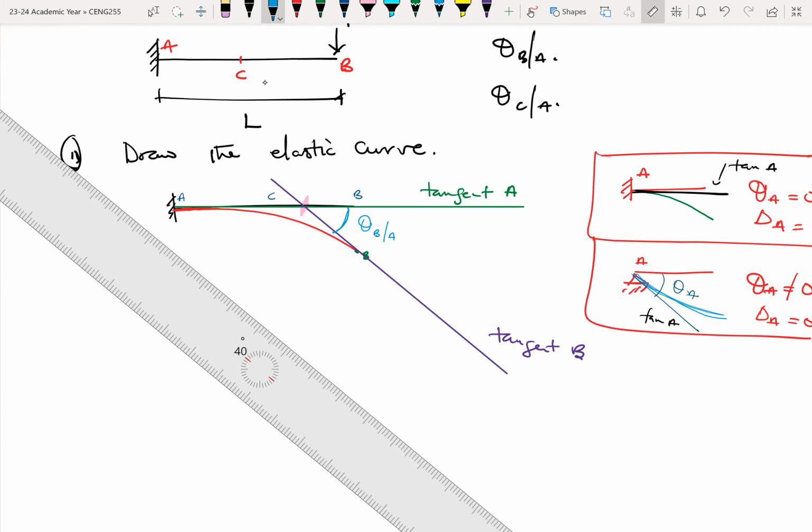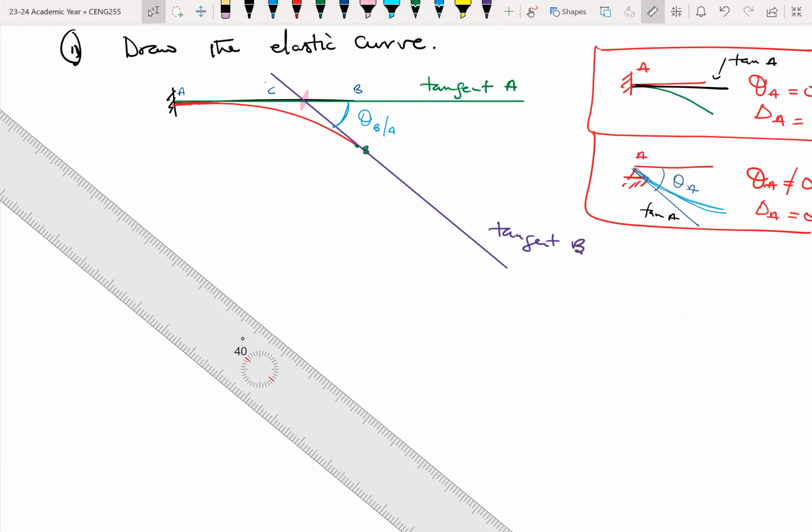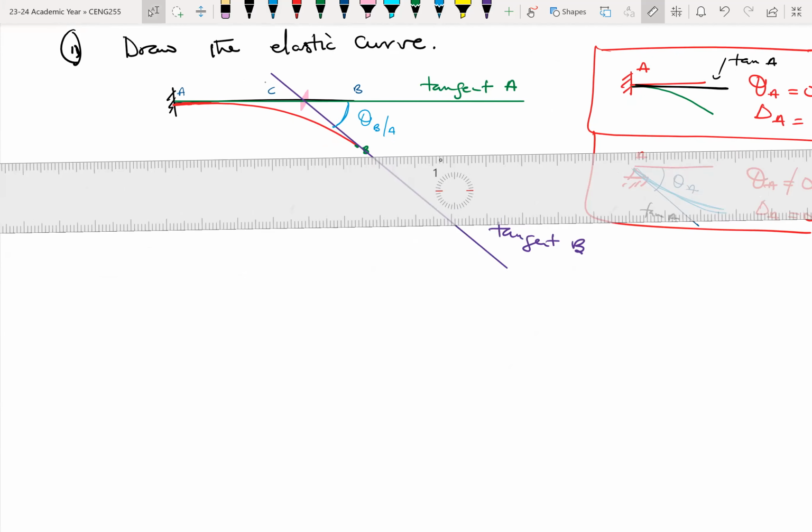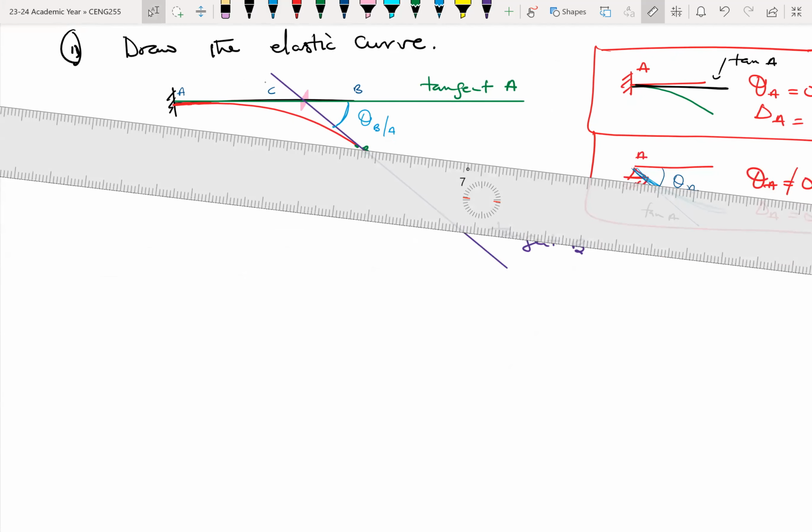Okay, so that's the general idea. And then if I want to find theta B, let me just draw a straight line over here too. Oops, it's not a straight line.